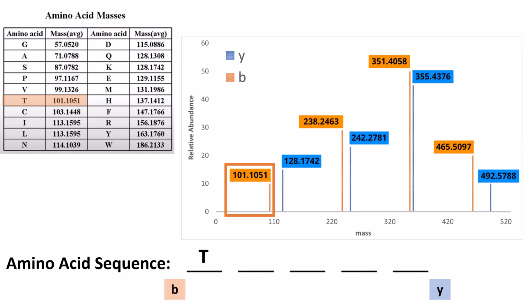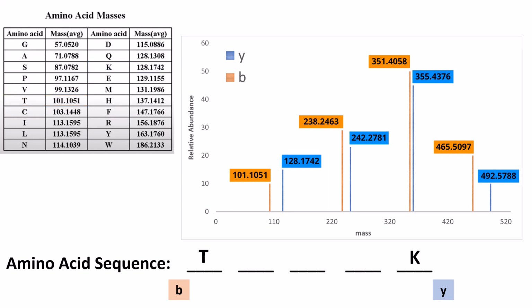The second peak is a Y ion. This means that it will be the last amino acid in our sequence. The mass value is 128.1742 and is proportional to the mass of lysine, K. Therefore, the last amino acid in our sequence is K.